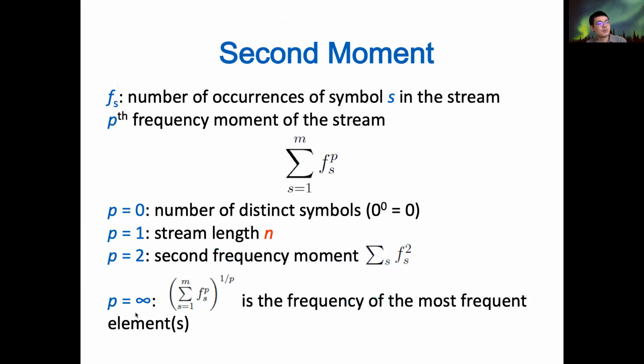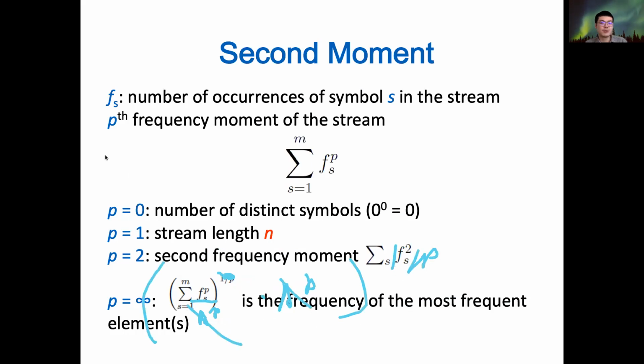And then the extreme case is p infinity. So p infinity may not look so interesting because anything to the power infinity is infinity, right? But here we have a 1 over p. So this is called the L infinity norm. If you cancel it back, this becomes the frequency of the most frequent element. This is because if you divide this sum by the most frequent element, let's say this is the element A, to the power p, and then you multiply by A to the power p. Let's first move this out.